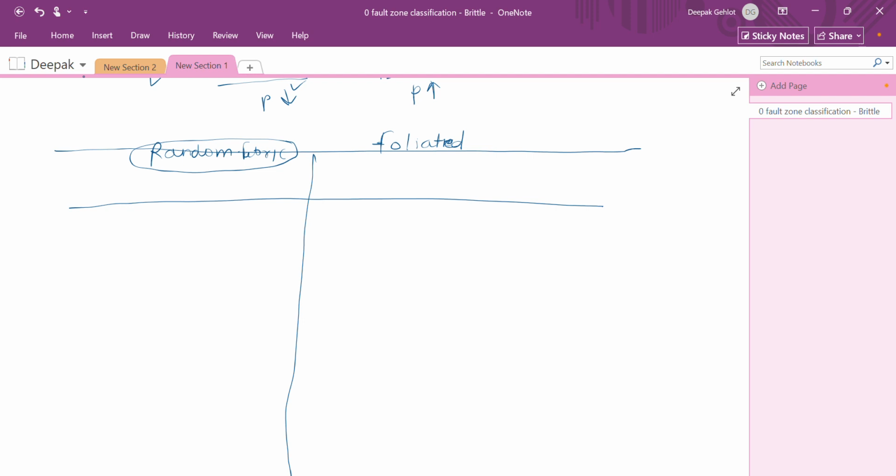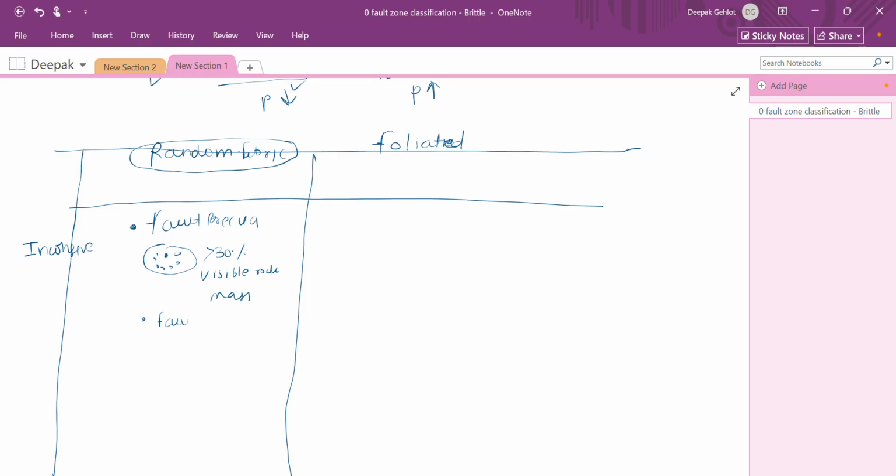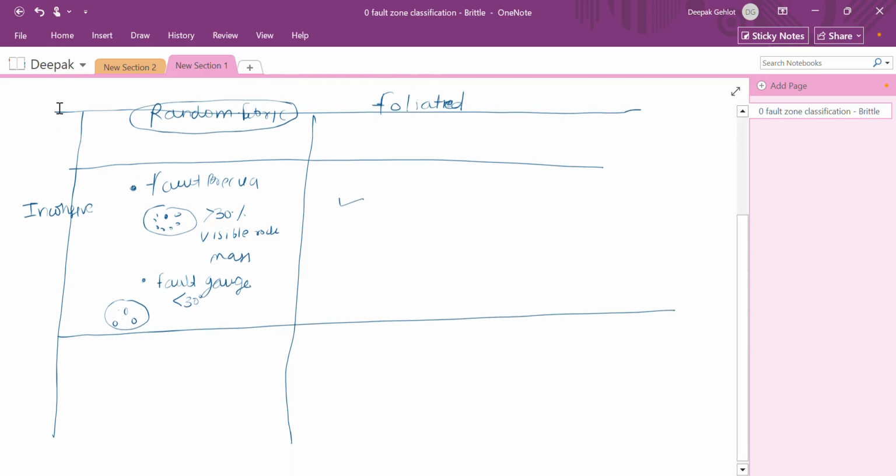Now on this axis we first divide them as incohesive, and in incohesive the random fabrics are, first, the fault breccia. In this one, if there is a rock, there is more than 30% visible particle, so greater than 30% visible rock mass. Then comes the fault gouge. In this one, the visible particle is less than 30%. So if this is a rock, very few particles of rock mass you will be able to see. In incohesive, there is no general classification for the foliated rock.